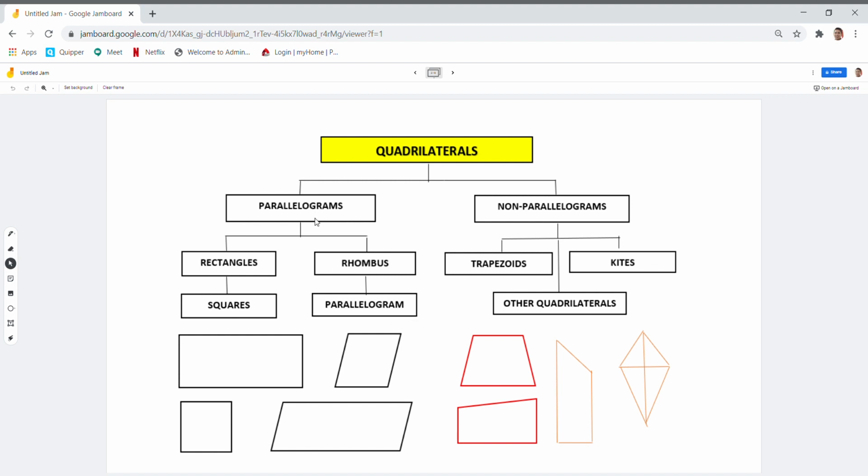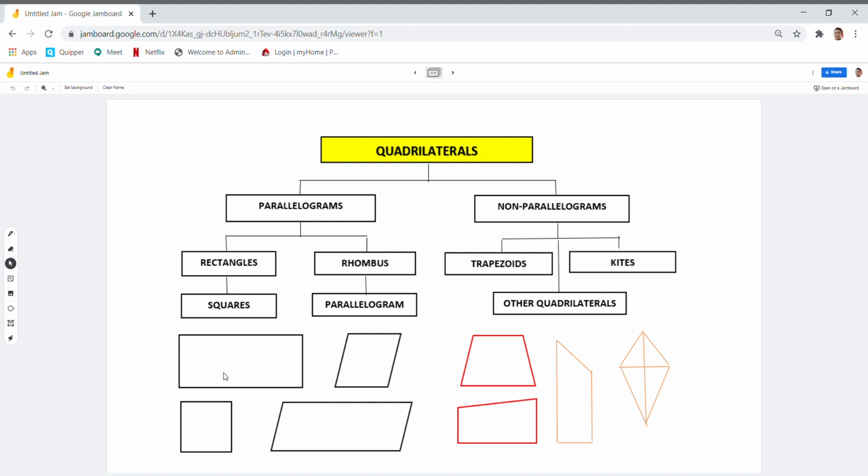Now, let's compare the difference between parallelograms and parallelogram without S. Parallelograms refers to the group, while the parallelogram refers to the example under parallelograms. And the other group of quadrilaterals are the non-parallelograms. These include the trapezoids, the kites, and the other quadrilaterals just like the trapezium. And you can see the difference of these non-parallelograms to parallelograms in their illustrations or drawings.